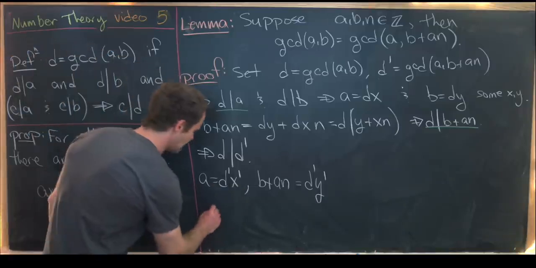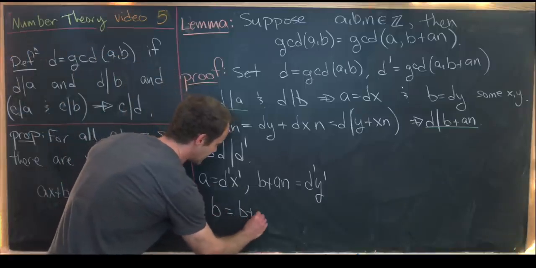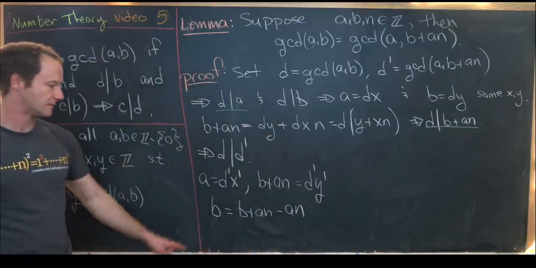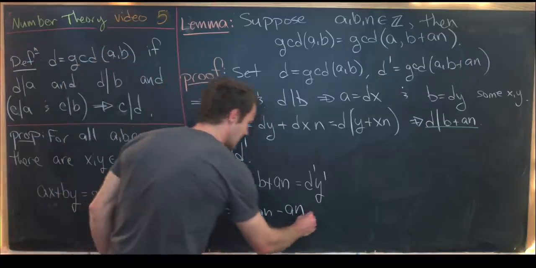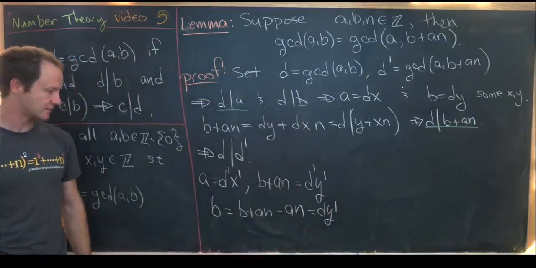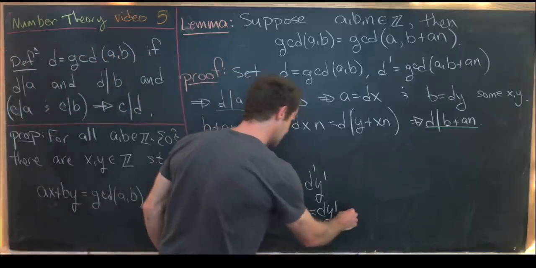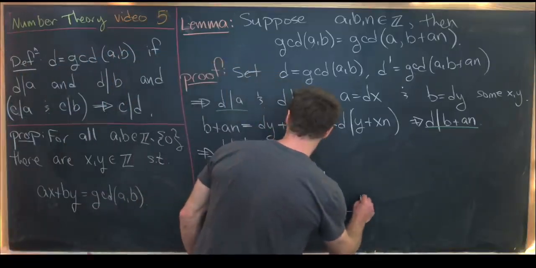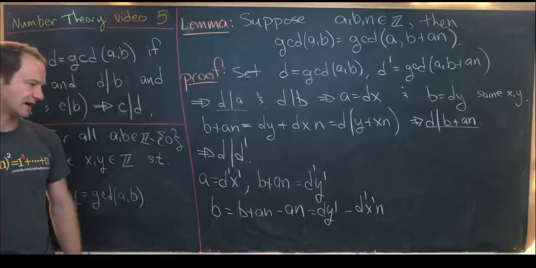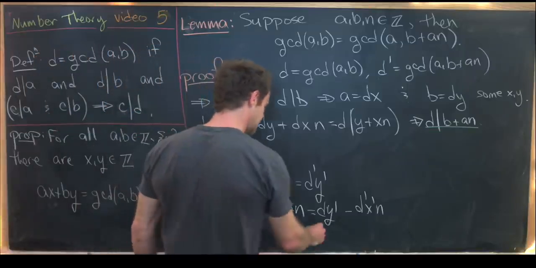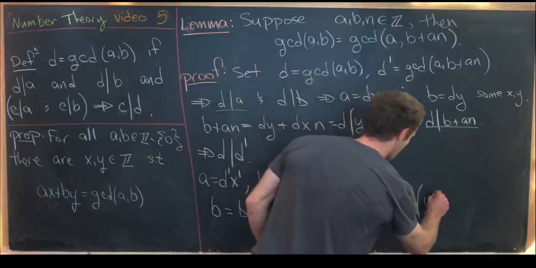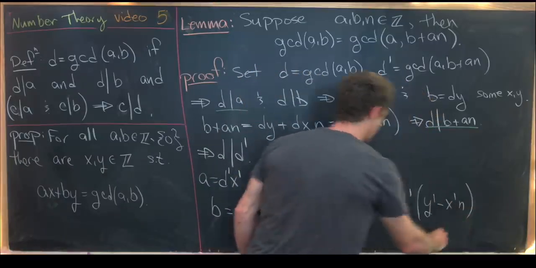Well, notice that b is the same thing as b plus an minus an, just by adding 0. But we know that b plus an is equal to d prime times y prime from this assumption right here. And then subtracting an is the same thing as subtracting d prime x prime n. Again, from this guy right here. But we can factor a d prime out of this, leaving us with d prime times y prime minus x prime n.